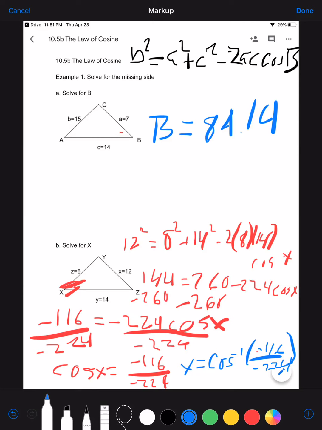So our answer, I'm going to write up here in green, X equals 58.81. Okay, so you're just going to plug those numbers in again, whatever angle you're looking for. The side that matches up with that, so for our first one we were looking for angle B, so side B went first, and then we were looking for X, so side X went first. And honestly, that's the biggest thing to remember. It doesn't really matter what order you put the other two in, as long as you get that first one correct.